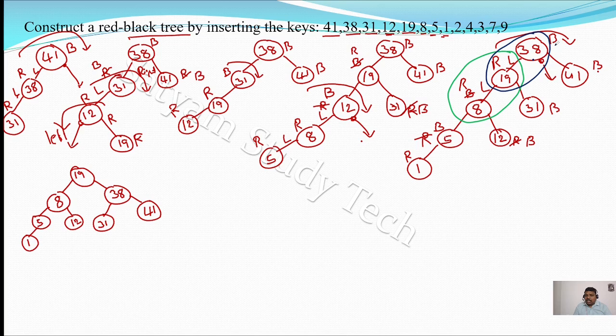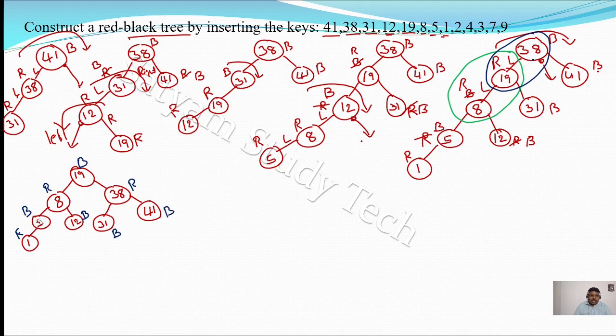Now 38 was black, so I am taking it as red. 19 was red, so I am taking it as black. And 8 is red, 5 is black, 1 is red, 12 is black here, 31 is black, and 41 is black.